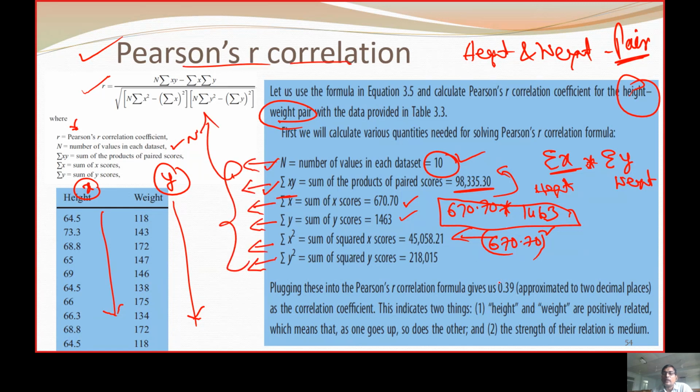Now finally we will be getting the value, which is going to be some 0.10. So what does this 0.3 indicate as a correlation coefficient? First we should see whether they are positively correlated or negatively correlated. Now we can say that both height and weight are going to be positively correlated.